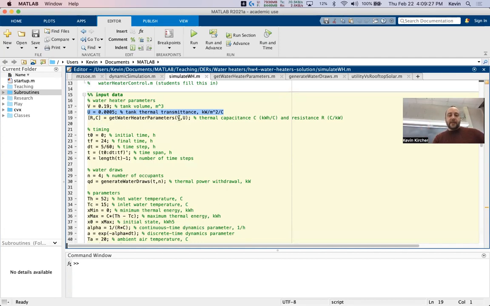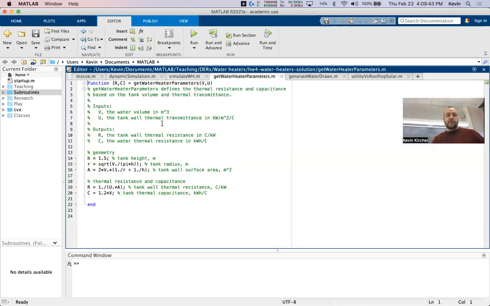I take those two parameters and I say, okay, give me back a water heater that matches those things. The parameters it gives me back are the thermal resistance between the water and the surrounding air, and the capacitance of the tank. And this function here, the subroutine get water heater parameters, basically just says, okay, I'm going to assume a tank height of 1.5 meters, 4.5 feet, something like that.